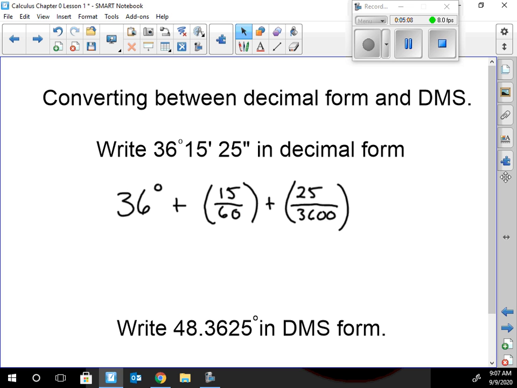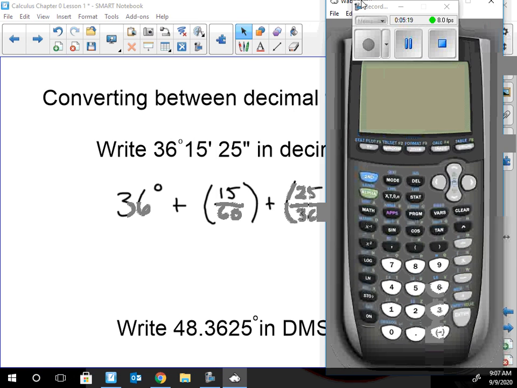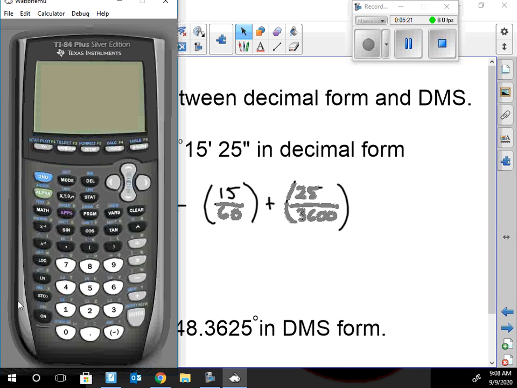Let me bring up my calculator here. I can put this exactly in the calculator, exactly as it's listed on our problem. 36 plus 15 out of 60, close your parenthesis, plus 25 out of 3,600.